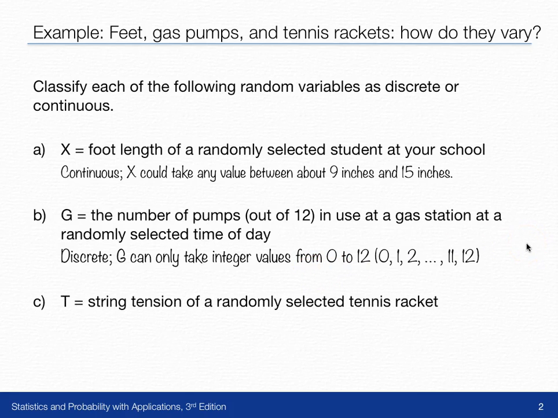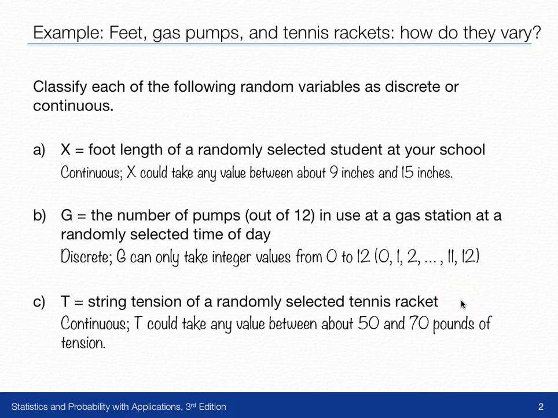In part C of this problem, it asks us about random variable t, the string tension of a randomly selected tennis racket. Some people like their rackets strung tighter than others, but the tension could take any value between about 50 and 70 pounds of tension.